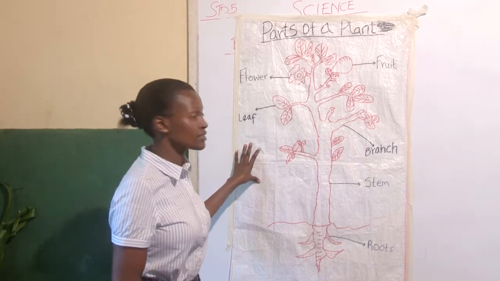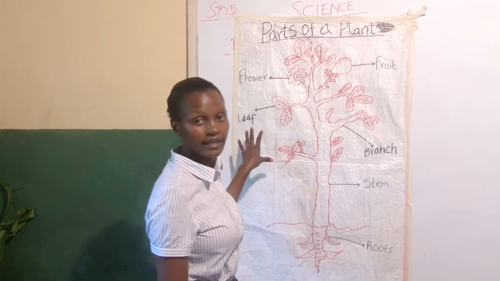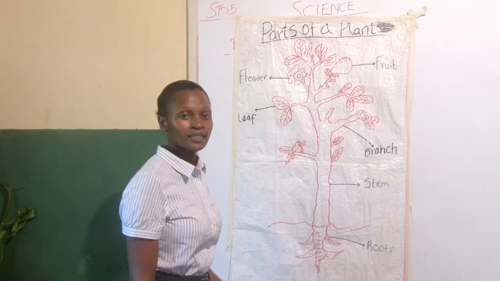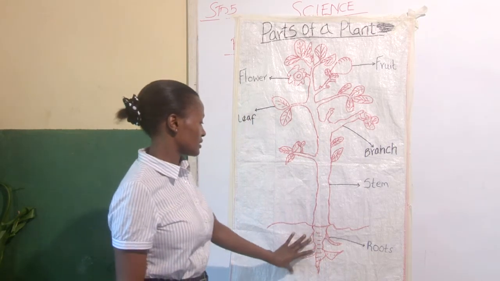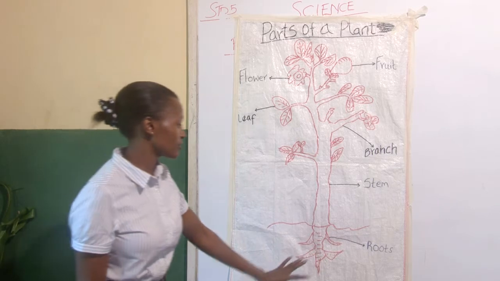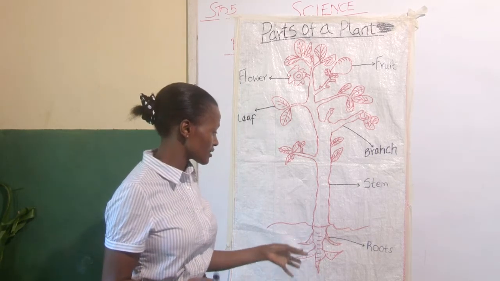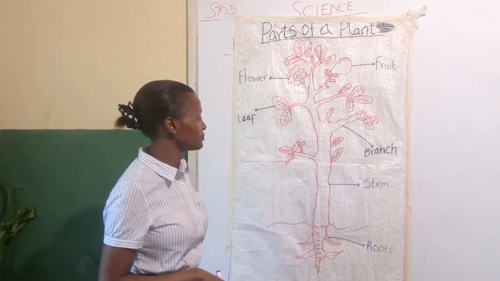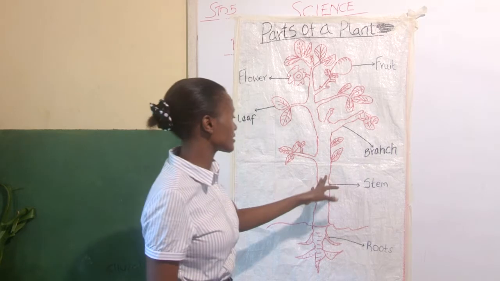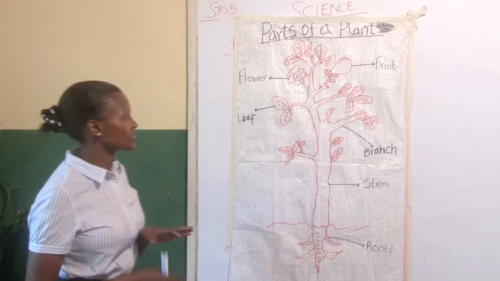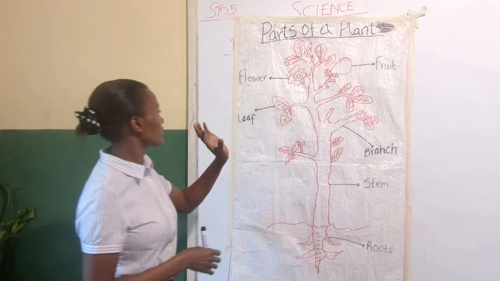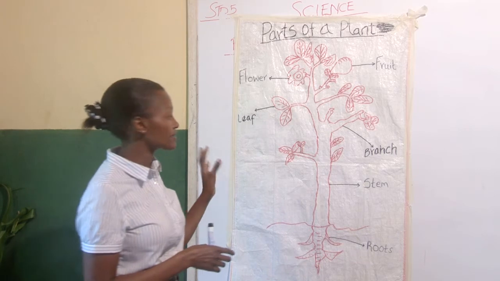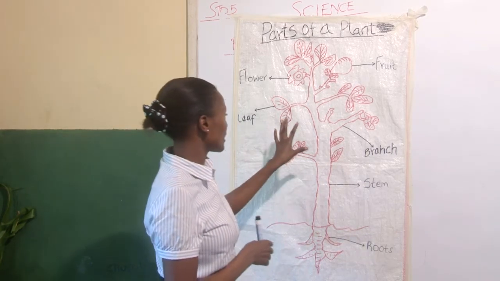Each part here has its various role that it plays in a plant. For example, the roots have their function. They help the plant in anchorage, simply supporting the plant in the soil. We have the stem there, which has its own role. We have the branches there, the leaves here, and also the flower. Each and every part has its own role that it plays in a plant.